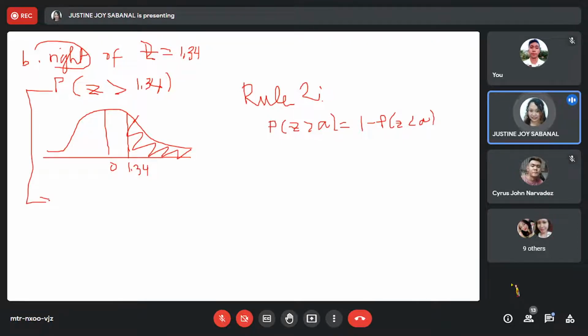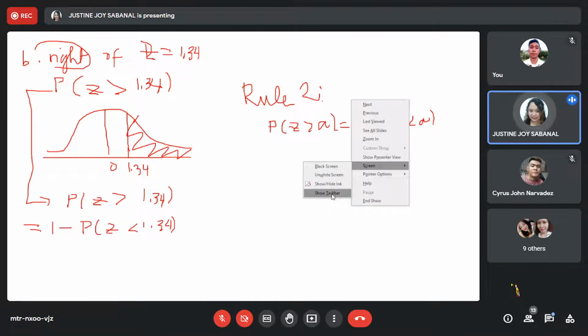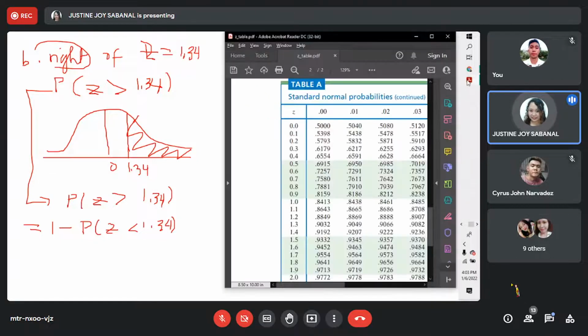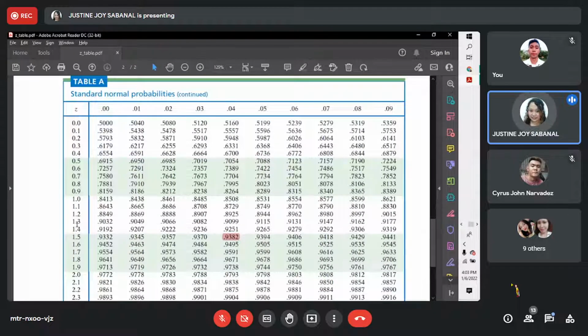So if this is our statement that we have probability of z greater than 1.34, so we can write this as 1 minus probability of z less than 1.34. So hanapin muna natin yung value ng 1.34, then evaluate natin yung formula. Okay. So 1.34. Ano pong value noon? Sabi po 0.9099. Okay po. That is correct.